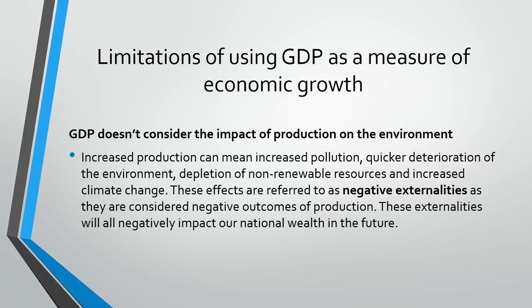Our third one, GDP doesn't consider the impact of production on the environment. Increased production also can mean increased pollution, quicker deterioration of the environment, depletion of non-renewable resources, and increased climate change. We call these effects negative externalities. So an externality is the result of a decision, and these ones would be negative. So the negative impacts are considered negative outcomes of production.